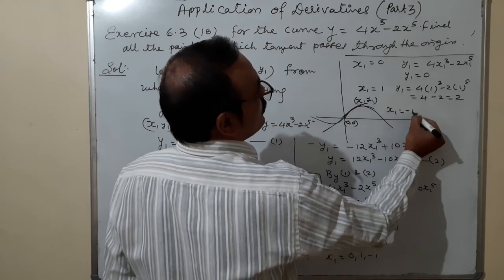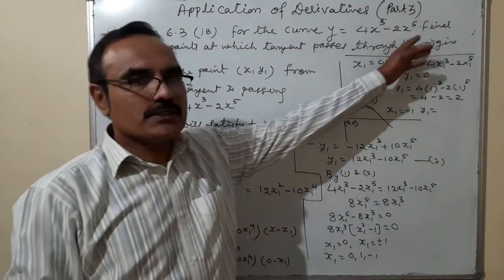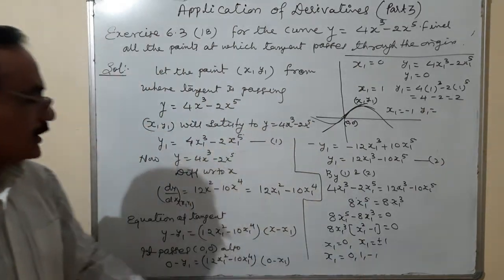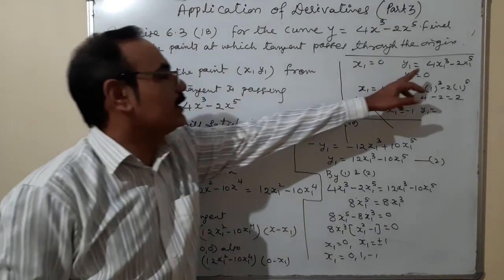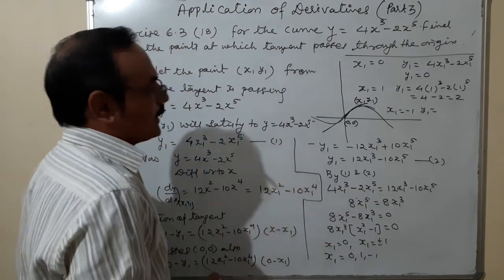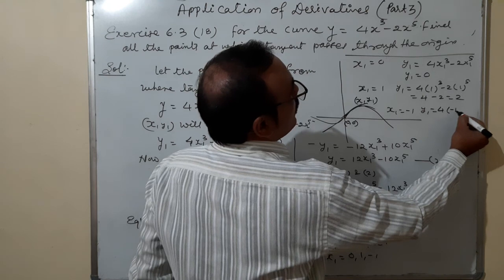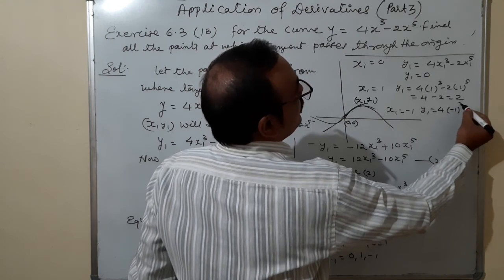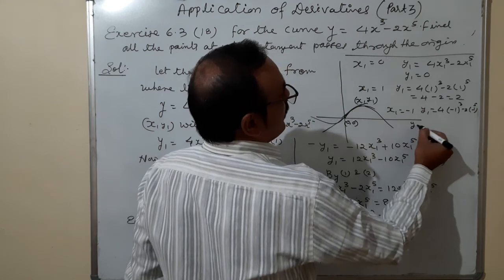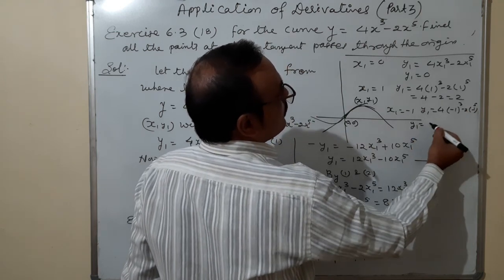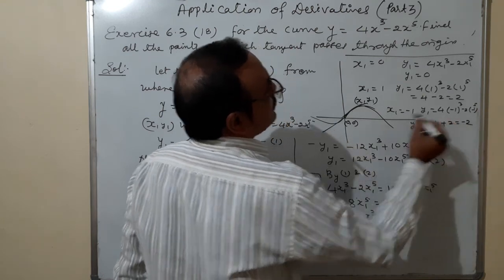Now put x1 is equal to minus 1. So y1 is equal to, in this equation we are putting three values, x1, 0, 1 and minus 1 here. So one value 0, second value 2, third we are putting minus 1 here. So it is coming 4 minus 1 cube minus 2 minus 1 to the power 5. So y1 is equal to, it is minus 4 and minus minus plus 2, that means minus 2.